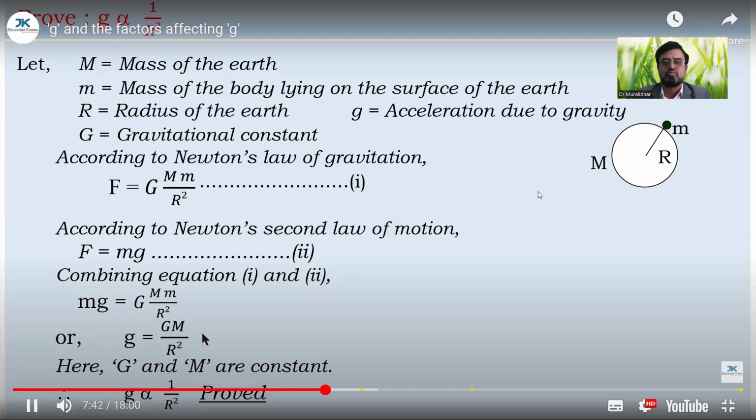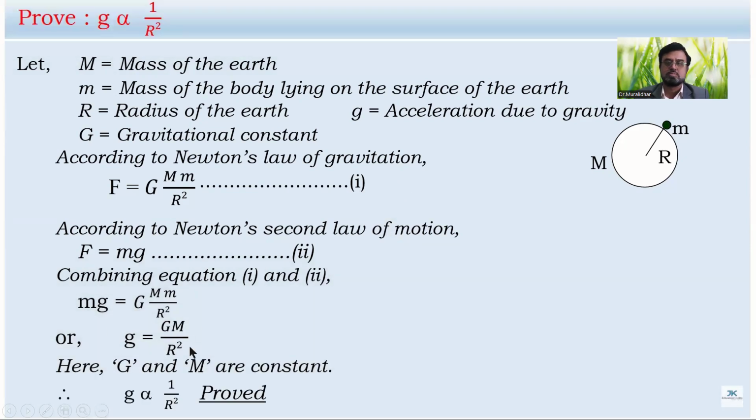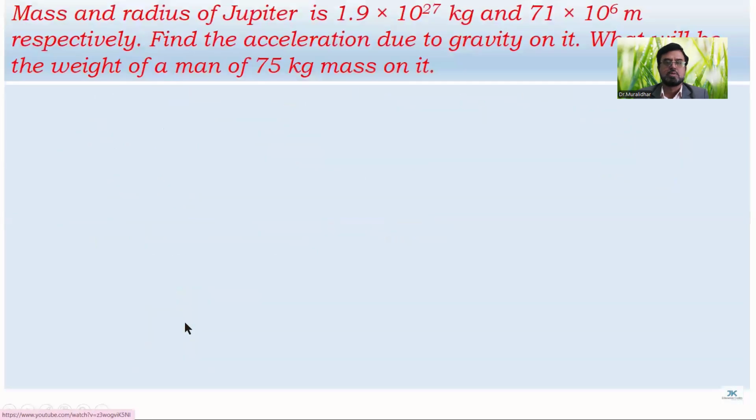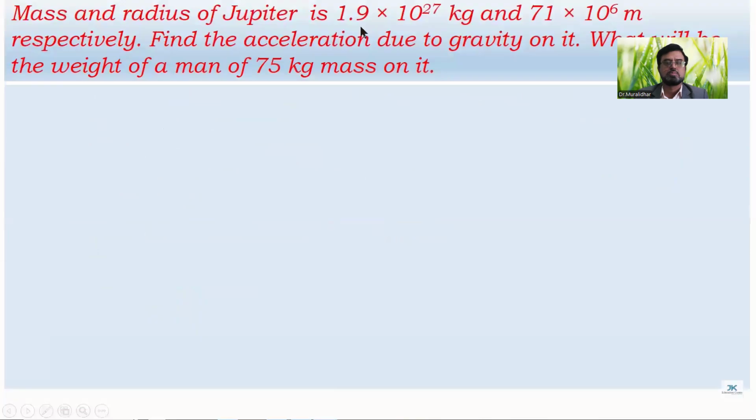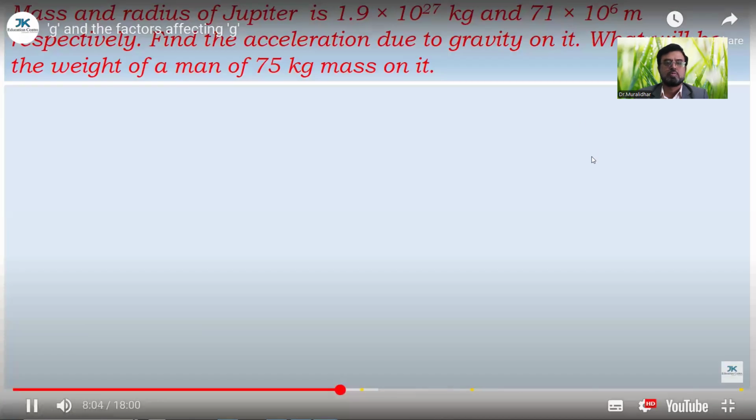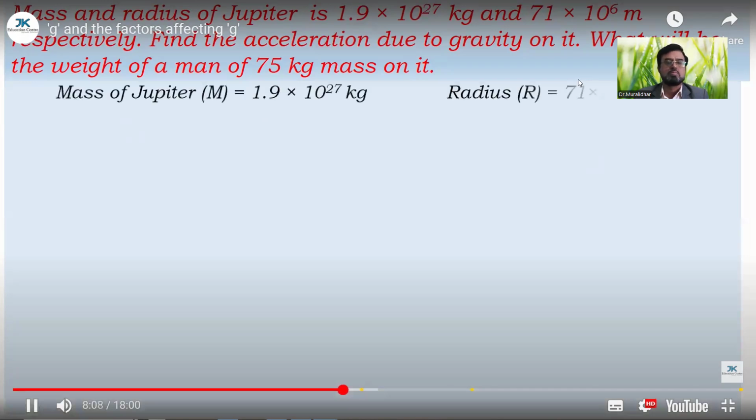I want to tell you about this equation. This equation is very important, and it is used to solve numerical problems also. So why don't we use this equation to solve one numerical problem? Look at this problem. The mass and radius of Jupiter are given as 1.9 into 10 power 27 kg and 71 into 10 power 6 meter respectively. Find the acceleration due to gravity on it and what will be the weight of a man of 75 kg mass on it.